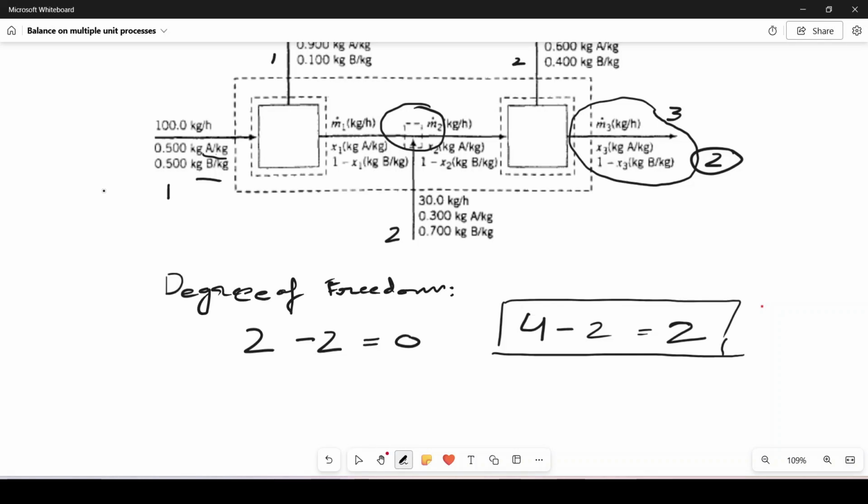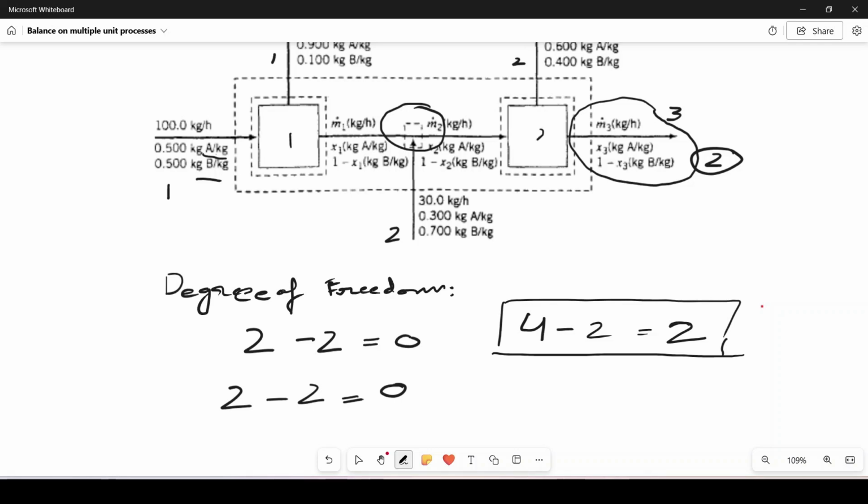Okay, so similarly, if we see on unit operation 1, that is this one, here we have 2 unknowns, but we also have 2 equations that we can write on species A and species B, and here we will also have a degree of freedom 0, so that can be solved easily.